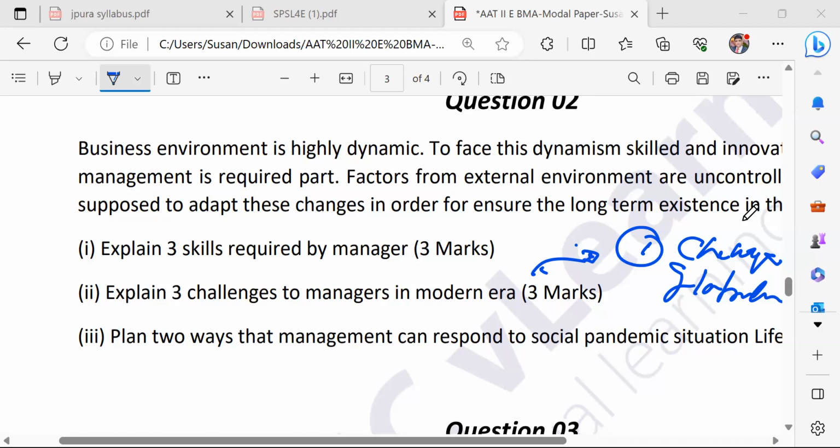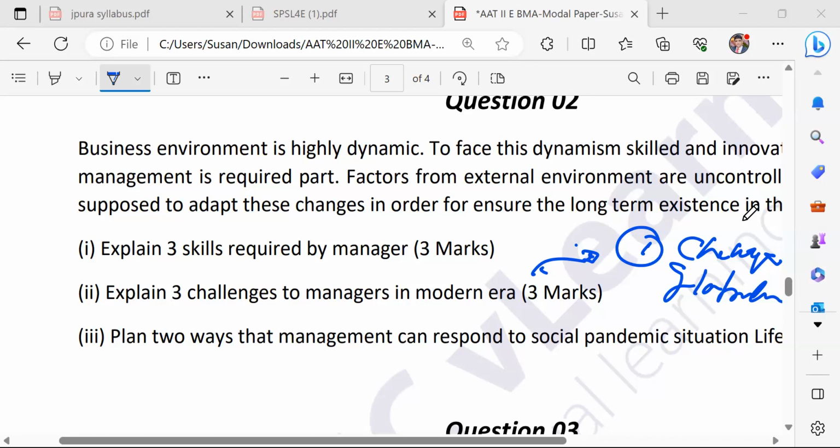These are the main challenges for managers in the modern era. You have to list only 3, and for those 3 you get 3 marks. Don't write 4, because you are not getting an additional mark for that. Don't waste your time like that.